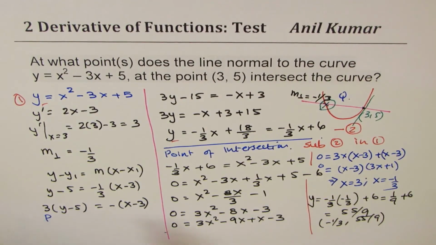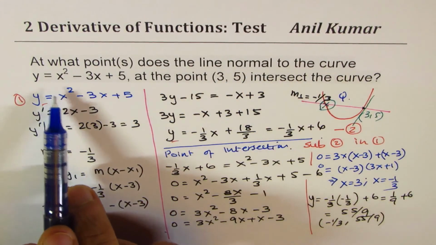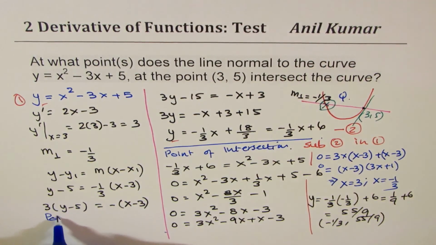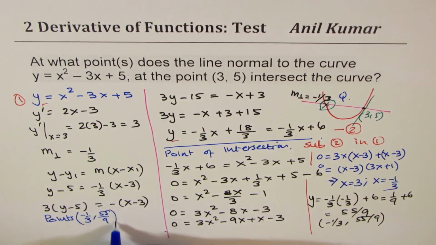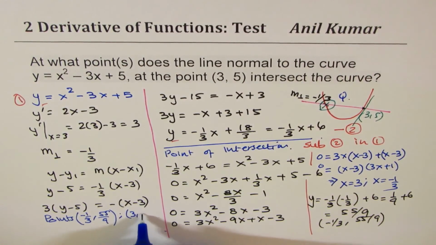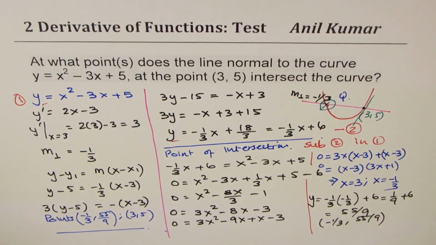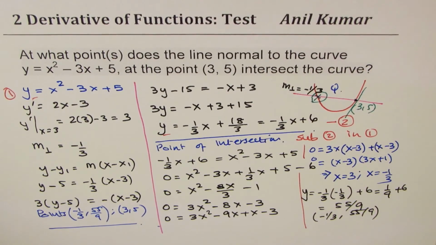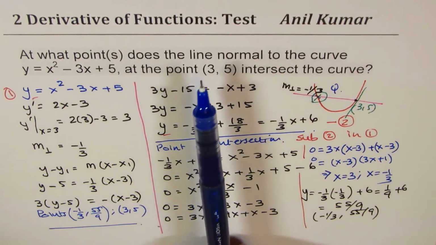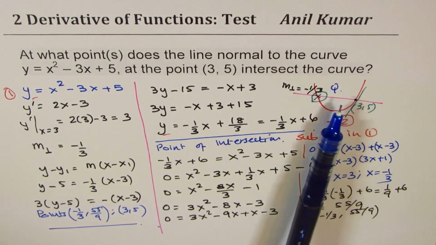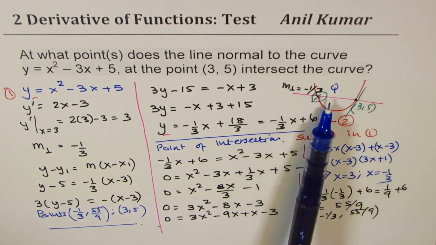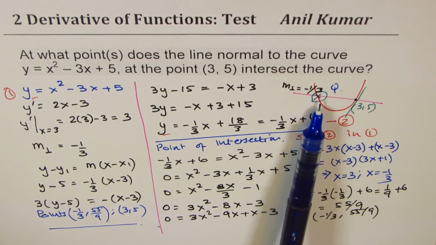So at what points does the normal of the curve intersect? The points are minus 1 over 3, 55 over 9, and of course the one already given to us, 3 and 5, correct? So that is how it could be solved. It's kind of tricky since the statement makes it tricky, but I hope you understand: when we say a line normal to the curve, find the tangent slope, the negative reciprocal gives the slope of the normal, find the equation of the normal, and then the point of intersection, right?